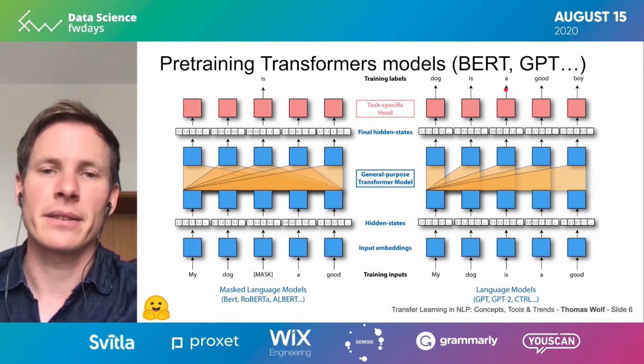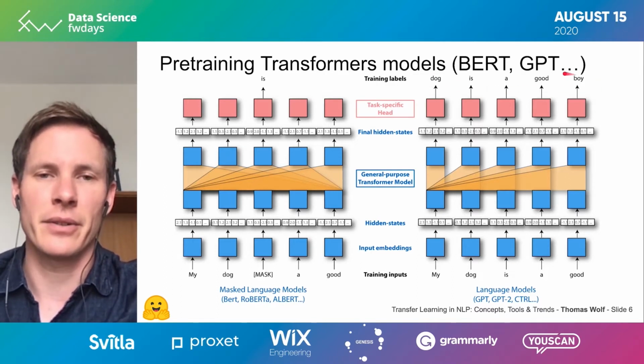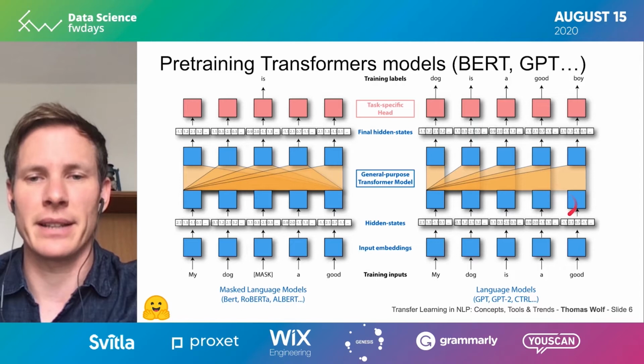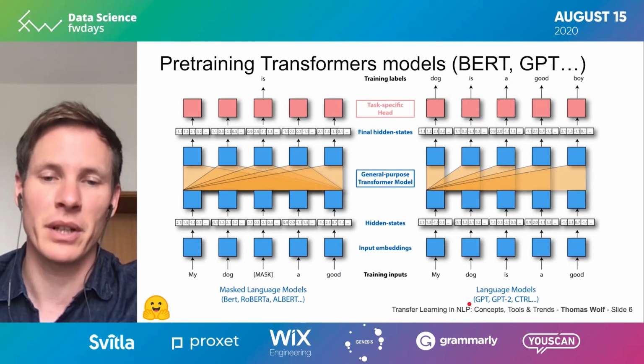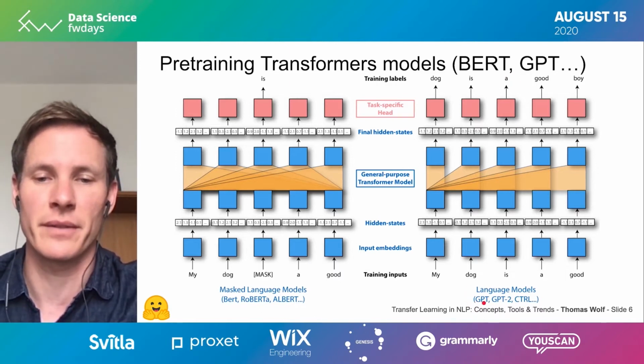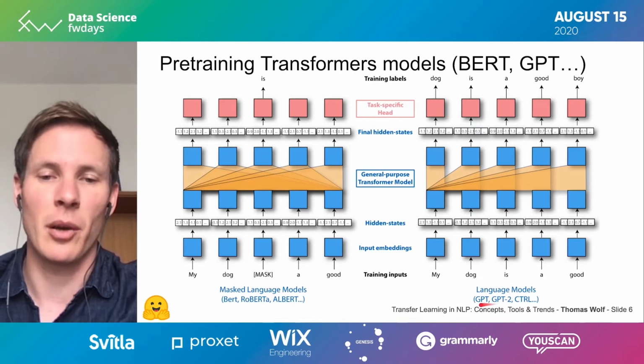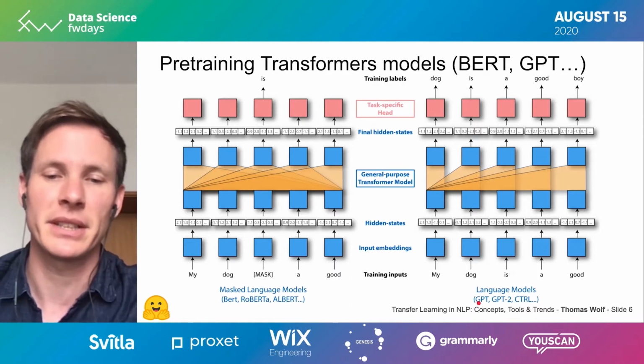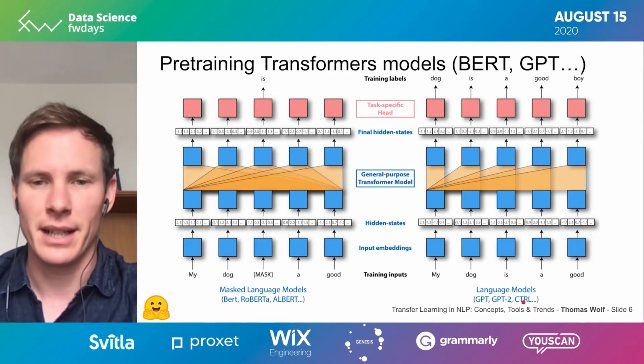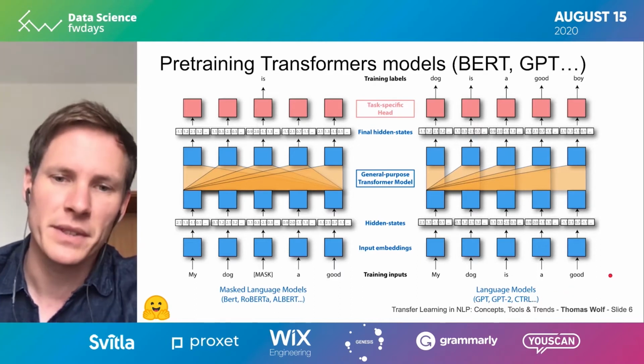So the nice thing here is that now you can see we have a lot of signal. We have signals for each input token, but we lost the right context. So our model cannot rely on the ending of the sentence to try to guess the next word, okay? So these are what we call language models, and there are also a lot of them. Mostly OpenAI has been working a lot with what they call the GPT family, GPT, GPT-2, GPT-3, and so on, but also Salesforce with CTRL, and there are a few others.